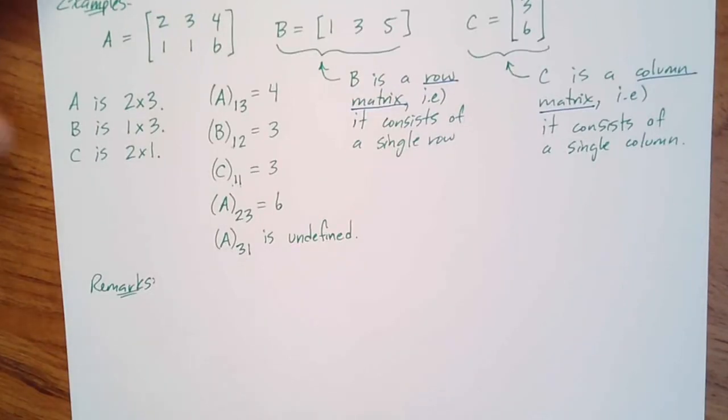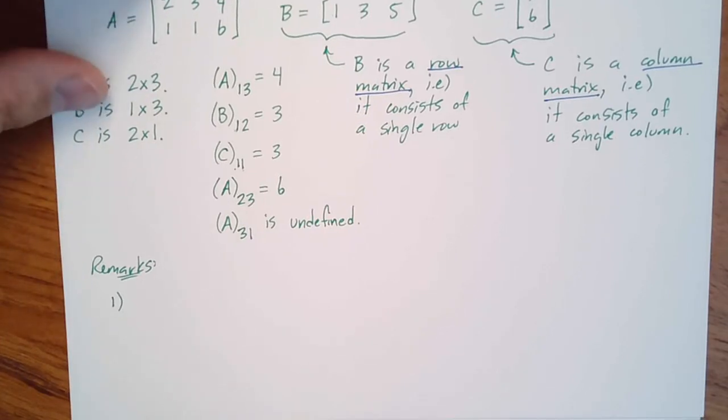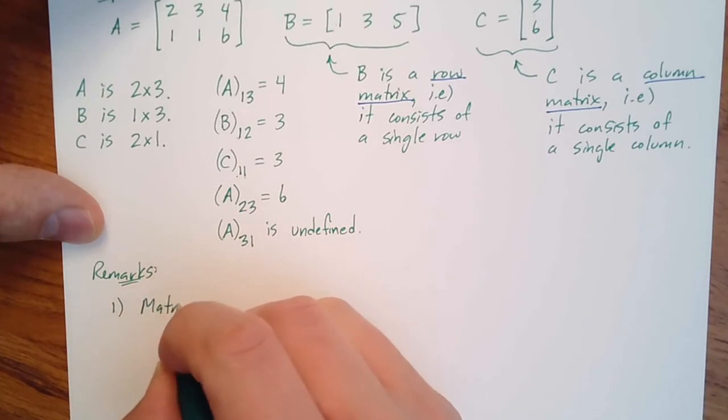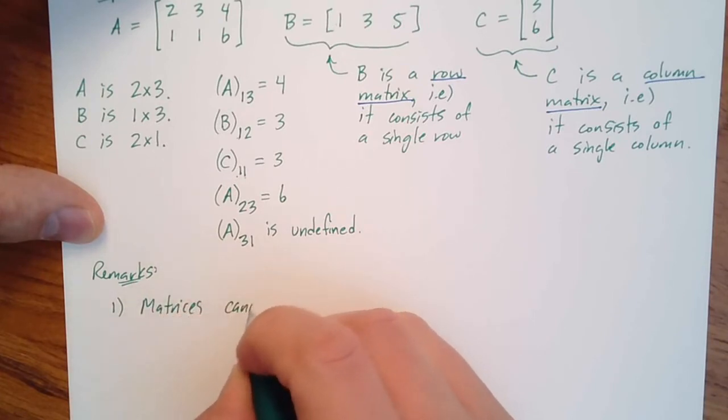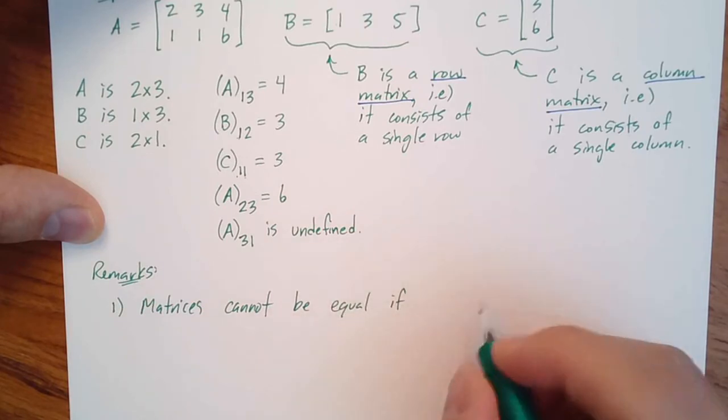The first one is that the only way we'll ever allow two matrices to be equal is if, first and foremost, they have to have the same dimensions. That is a necessary condition. It doesn't automatically mean they're the same matrix if they have the same dimensions. Their entries could be different, but if their dimensions are not the same, we will immediately disqualify them from being equal matrices. So let's say this: matrices cannot be equal if their dimensions are different.